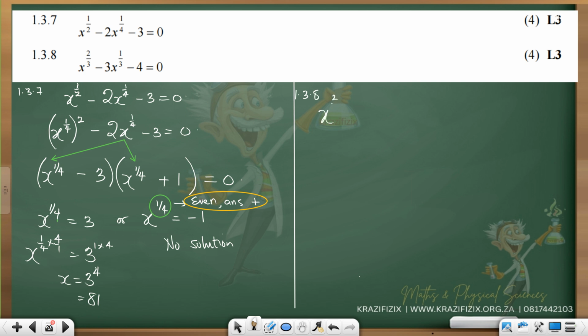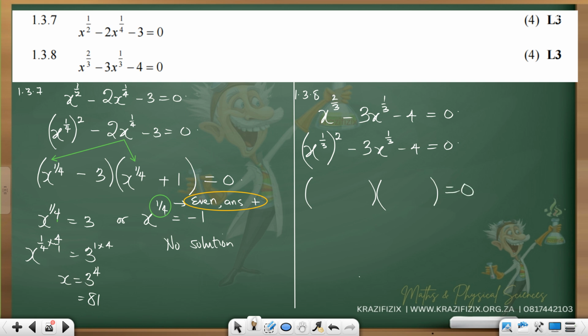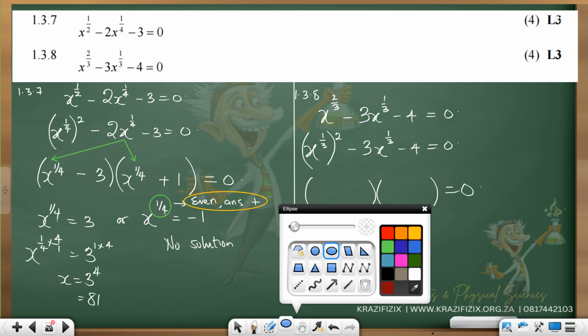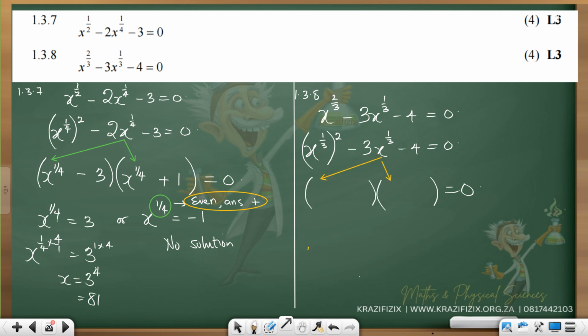1.3.8: x to the power 2 over 3 minus 3x to the power 1 over 3 minus 4. Can I write this again? x to the power 1 over 3, squared, minus 3x to the power 1 over 3 minus 4. That's a trinomial. Instantly, I don't even need the k method anymore because I see what's going on. What do I drop in here? I drop that and I drop that, because if I'm foiling, it's going to be x to the power 1 over 3 squared. Now what do I want? 4 and 1, minus and plus.